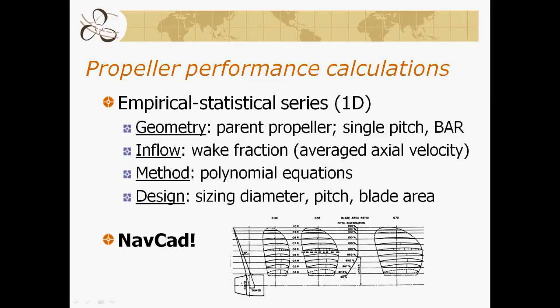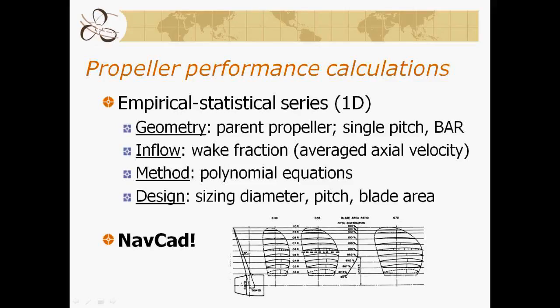It also has a single blade area ratio that represents its outline shape, and that propeller is changed in a systematic way, modified with a different pitch over diameter ratio and different blade area ratios, but they all start with a single parent. The inflow to this propeller is represented by a wake fraction. It's a single averaged axial velocity over the entire propeller disk. There's no distribution or wake field, if you will, described in wake fraction. Now, the method used for empirical statistical 1D performance calculations is polynomial equations. Many of you will be familiar with this. If you're a graduate naval architect, you will have seen these equations developed from charts in school. And these are the equations that are used in our NavCad software and PropExpert and Swiftcraft, for example.